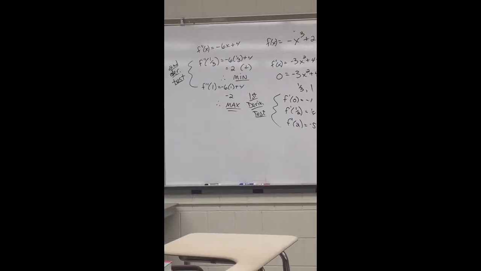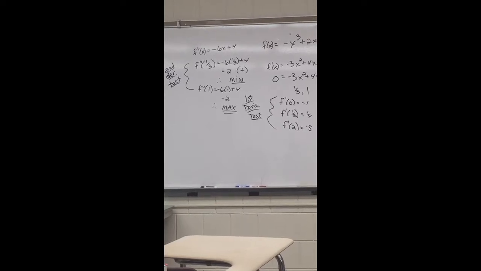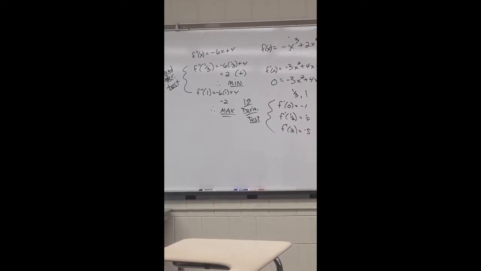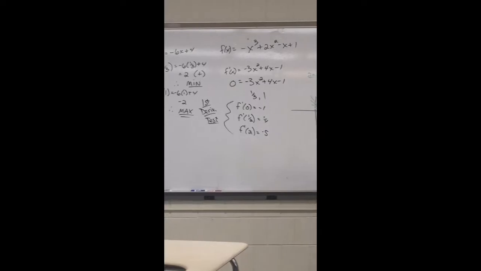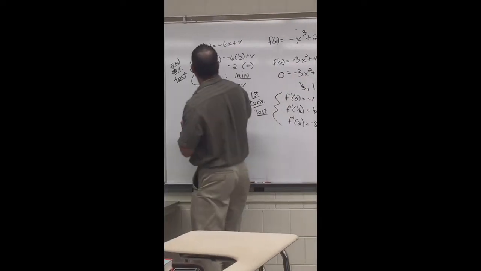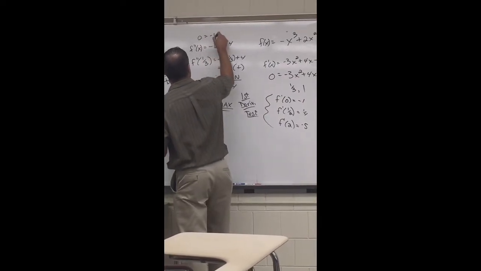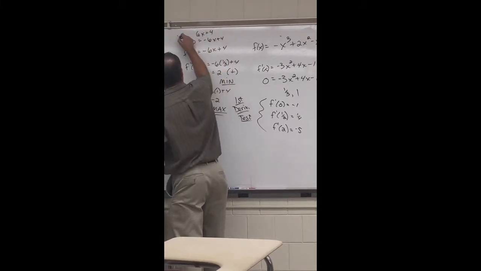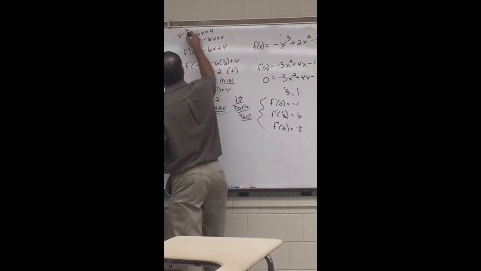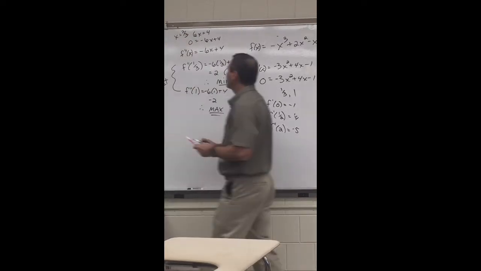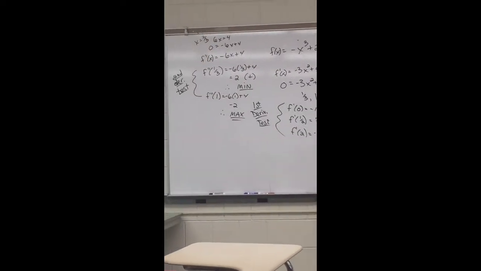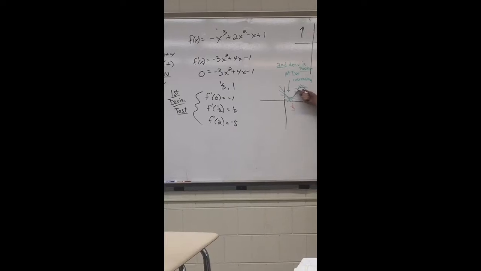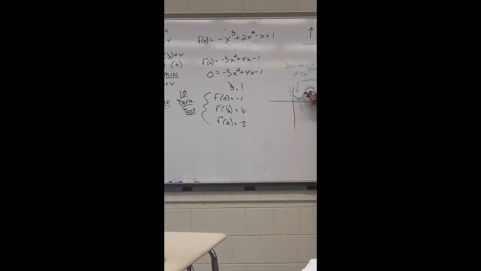How do you suppose you find inflection points in this problem? Set the second derivative equal to 0. Very good. So if we set the second derivative equal to 0, x equals 2/3. Okay, so at 2/3 right here, that's where it's going to change concavity, which we knew happened, and we just found out where it happens.